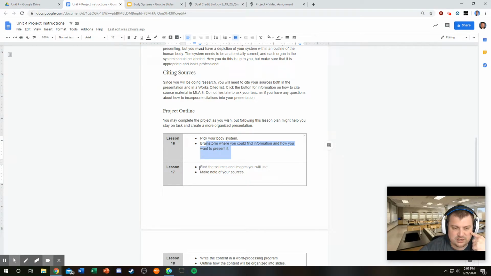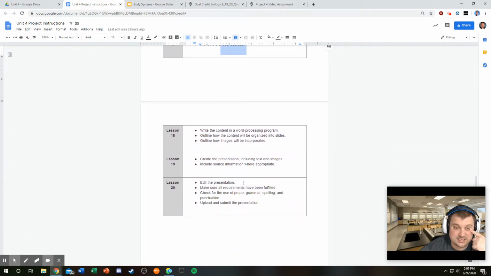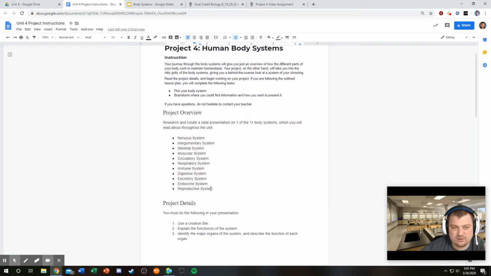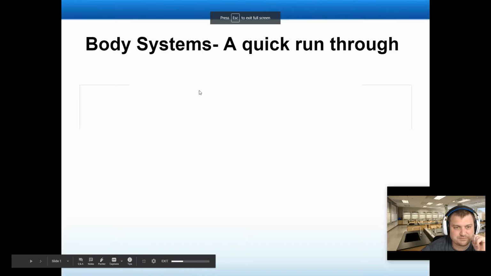Lesson 17 is where you're going to find some sources and images that you can use. Make note of your sources. This is where you're going to write your content, type up your short essay that will go along with this. It'll be included in your PowerPoint presentation, and then you'll put it all together in the last 2 lessons to make it look really nice. Okay. So if you have any questions specifically on what you need to do for this project when it comes to making the PowerPoint, let me know. Okay. But here we go. Let's dive into this puppy.